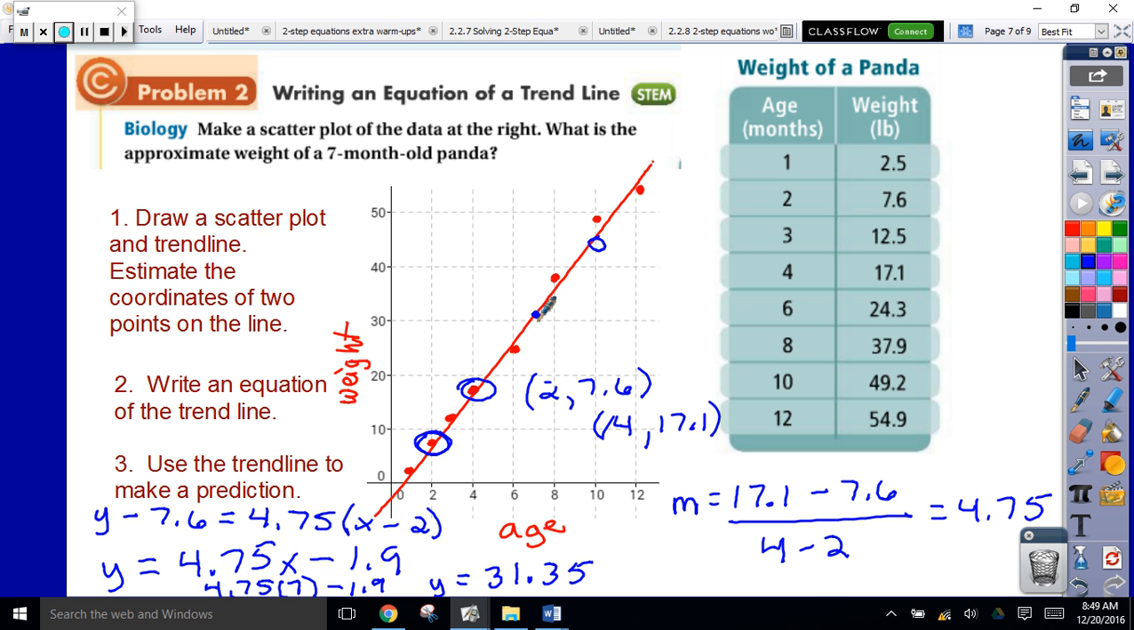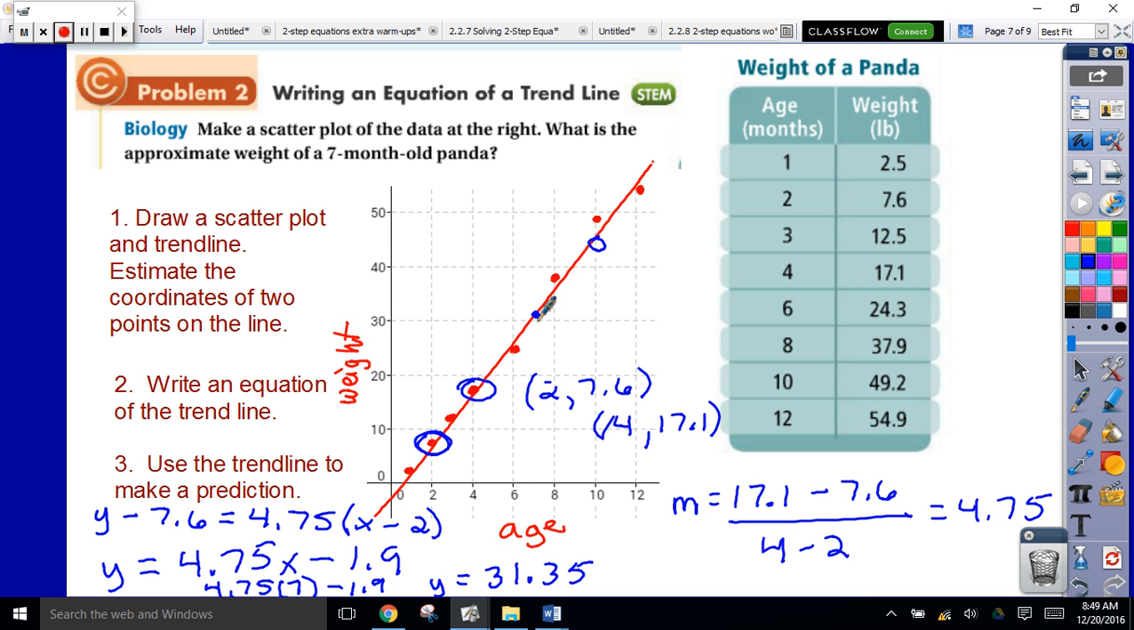Sam? You can't just find the average of 6 and 8. Well, let me see how close you would get. You may get pretty close actually to do that. So when you're doing interpolation, you might be able to do some things like that. But to do extrapolation, say we wanted to find out how much the panda weighed when it was 24 months old, you would need the equation to do that.